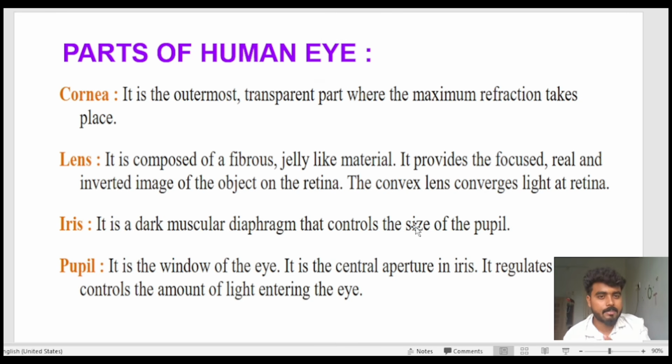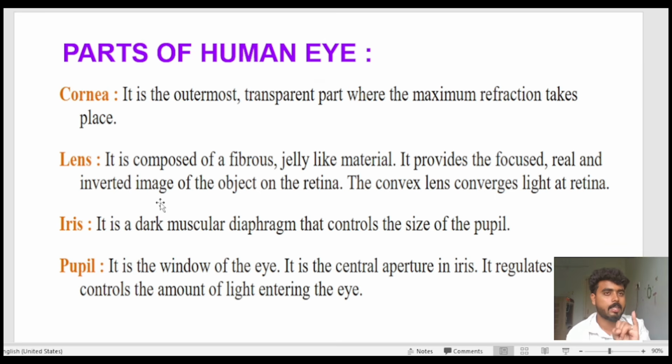What is the property of a convex lens? The image formed by a convex lens is always real and inverted. And what is the main property? It converges the light. All the light rays fall on the eye, and then the lens converges them and focuses them on one point. It is called converging. To put it simply, our lens is made up of fibrous and jelly materials. And what type of lens are we using?